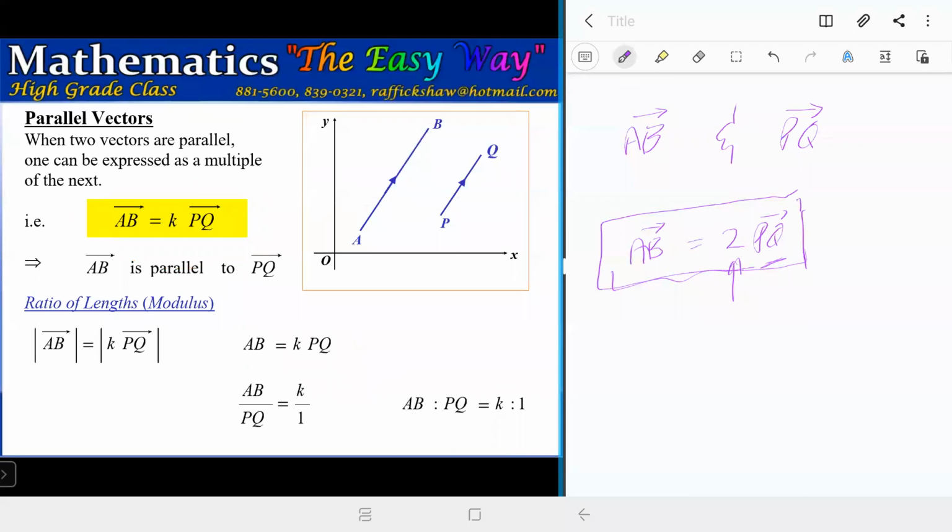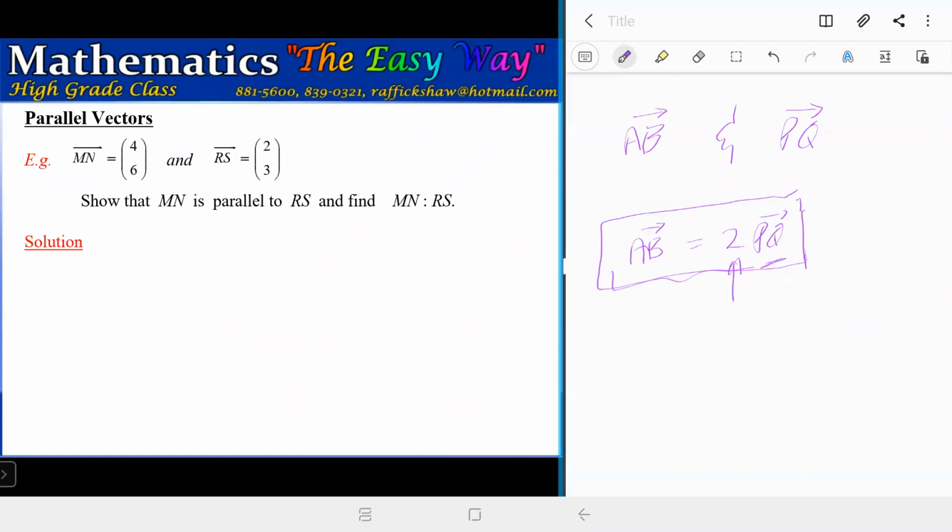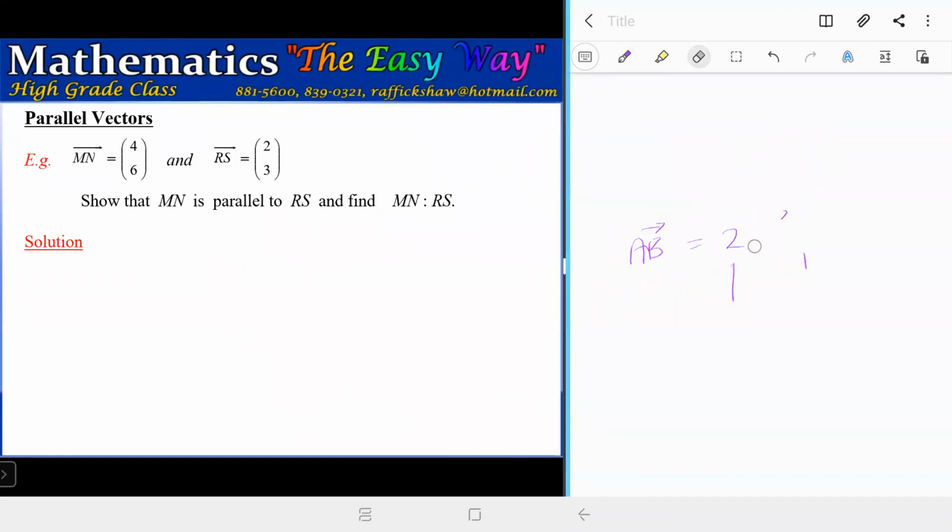Let's look at an example. So let's say we have those two vectors. All right, before I get to those, write down this for me. I'm going to dictate something and write it down for me. To show that two vectors are parallel. To show, what are the steps?